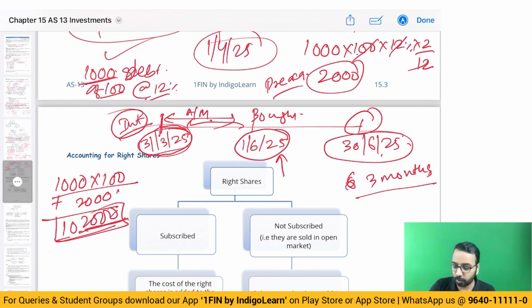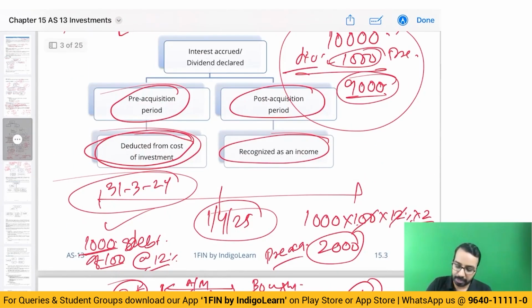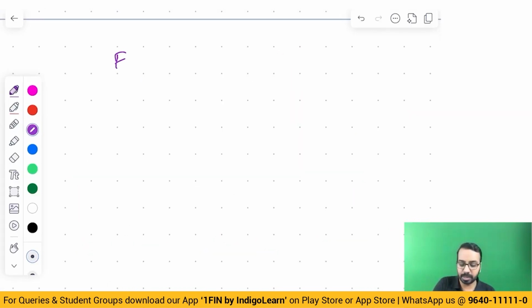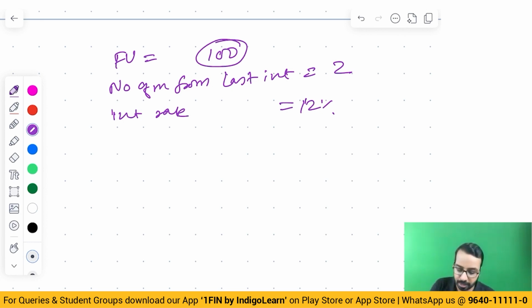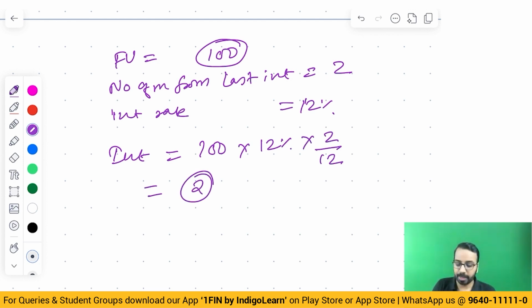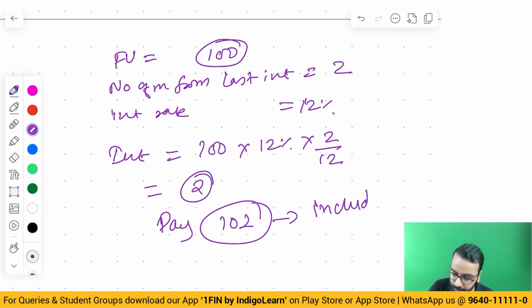So I will debit investment by 1,00,000. I will debit interest receivable by 2,000 and I'll credit bank by 1,02,000. Now, if you see on a face value basis, face value is 100. Number of months from last interest paid is 2. Interest rate is 12%. Now, how much interest has accrued on this 100? Interest is equal to 100 into 12% into 2 by 12. So this will be 2. The other party, when he sells to me, will say pay 102. This includes interest. Or we say this is cum interest, that is cumulative of interest.